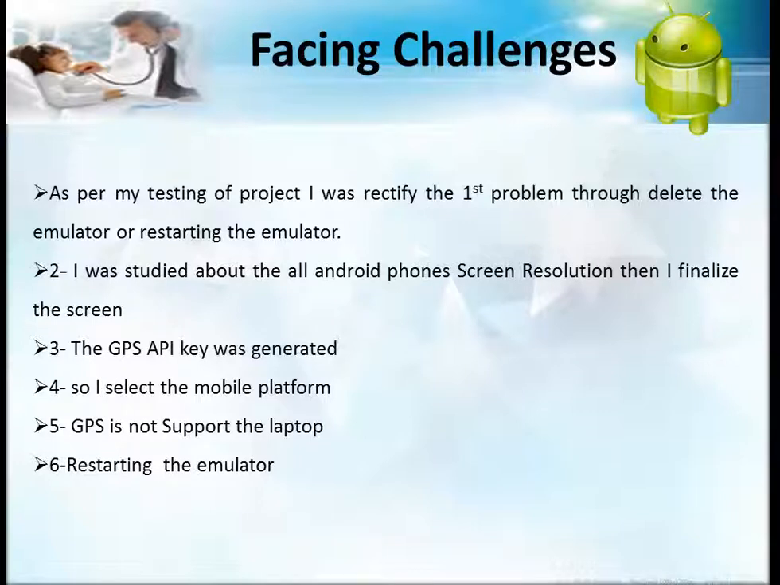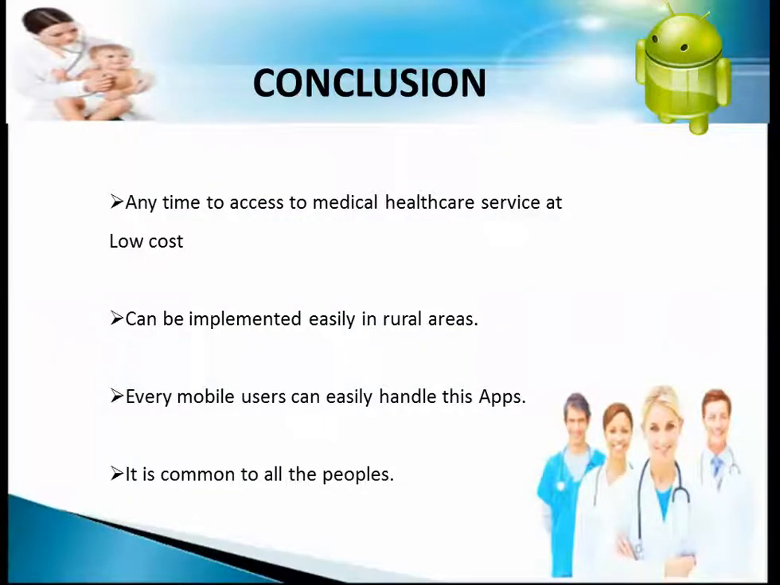As per my testing, I rectified the first problem by deleting the emulator or restarting the emulator. For the second problem, I studied all the Android phones and screen resolutions, then finalized the screen. Third, the GPS API key was generated, and that solved the problem. Fourth, I selected a mobile platform. Fifth, GPS does not support the laptop, that is the fifth problem. And restarting the emulator solved this problem already.